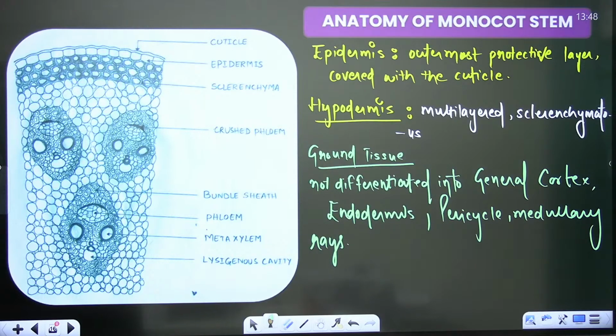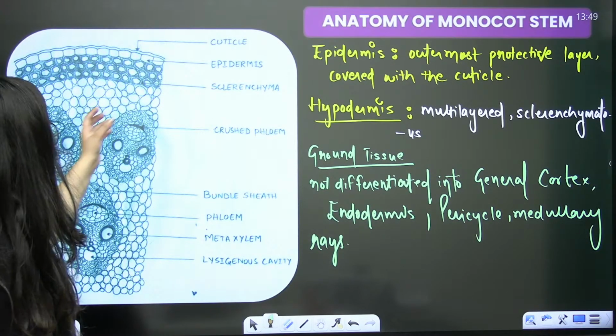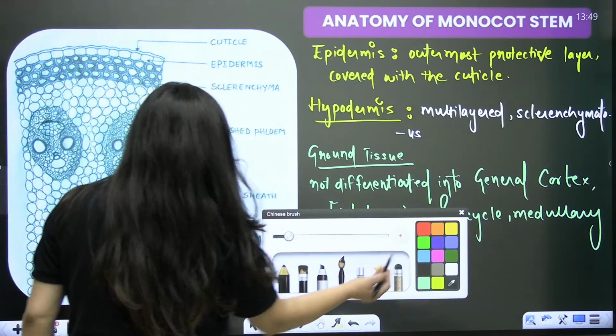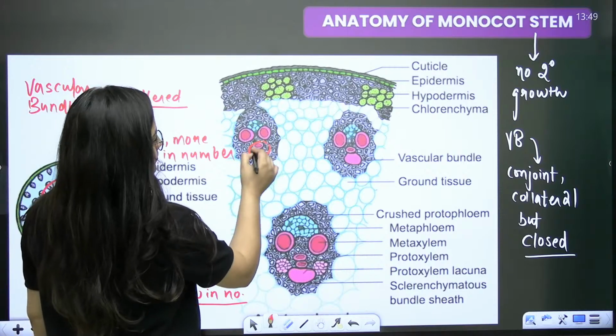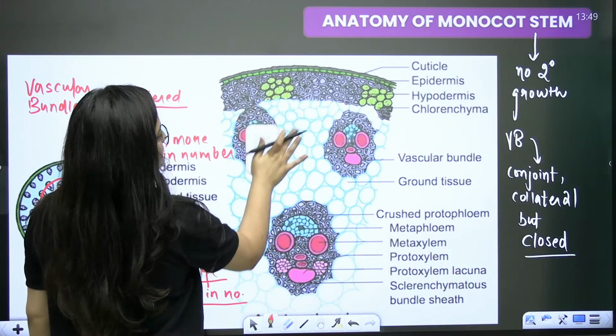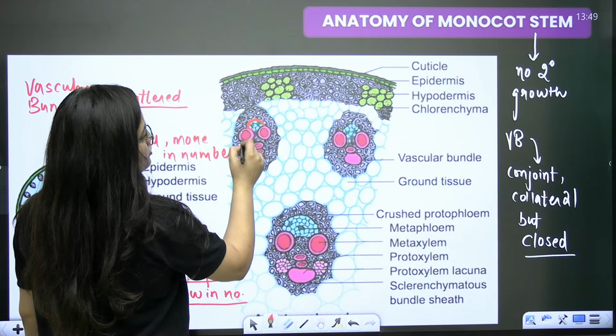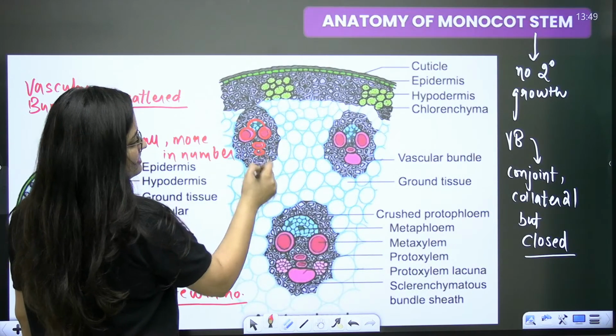Done. So vascular bundles are scattered. I told you already, right? In the center they are large in size and less in number. At the periphery they are small in size and more in number. So conjoined, collateral, closed type, and xylem again here is the endarch type. Now, if you observe here, see this protoxylem. This part is the xylem, and this part is the phloem here. In the xylem, see, this protoxylem is facing the center.